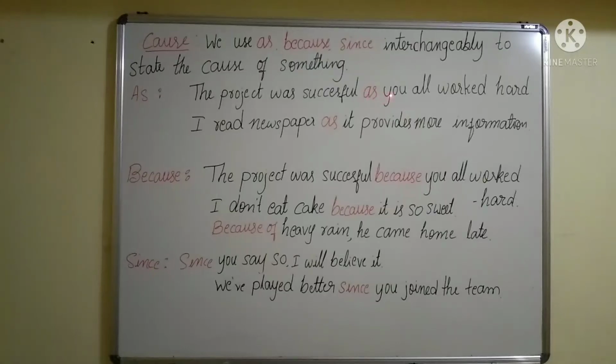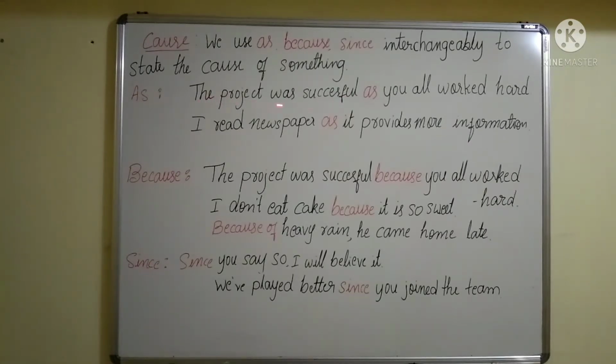As we learned before, the subordinating conjunction will join the independent clause. Here, the project was successful. If you look at this clause, it is called an independent clause. It doesn't depend on any other clause to make complete sense. The project was successful. Here it gives complete sense.